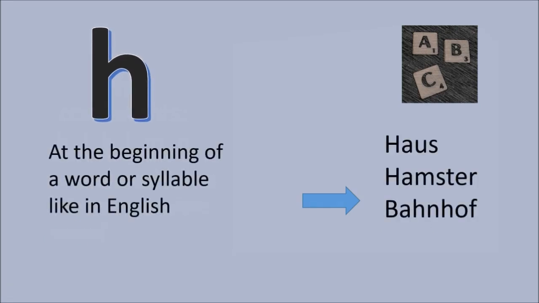At the beginning of a word or a syllable it is just like in English. Haus, Hamster, Bahnhof. So there is Haus and Hamster. It is actually like the English word. And Bahnhof, we've got the first H because that makes it a long A sound. And then the second syllable, or actually a compound noun, it's just a word, Hof. So as in English.